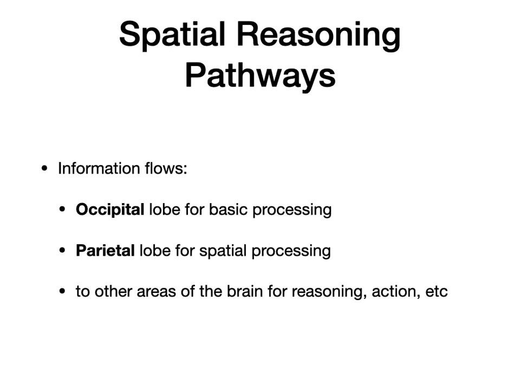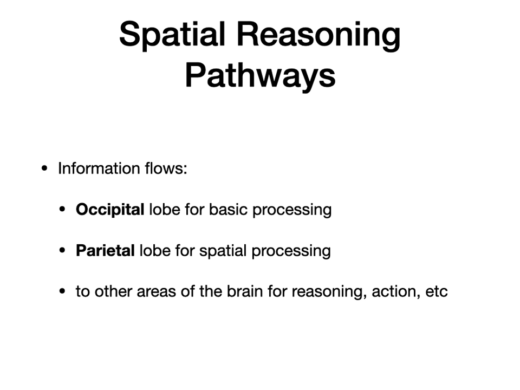So, how do we capture spatial reasoning pathways? What's the thought? Information is flowing from the occipital lobe for the basic visual processing, to the parietal lobe for some spatial processing, and then to other areas of the brain for understanding, like reasoning about this information, deciding on what actions to take, that kind of stuff.